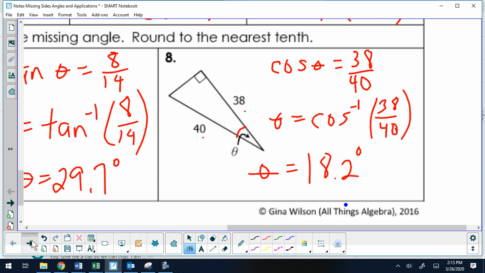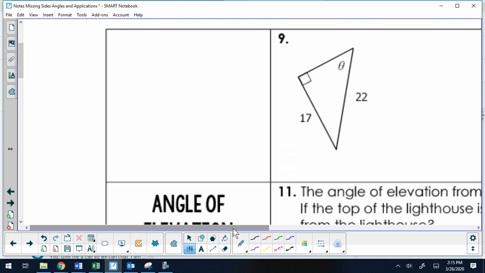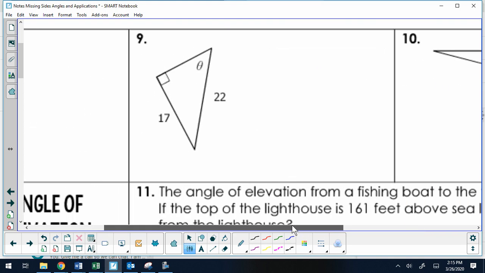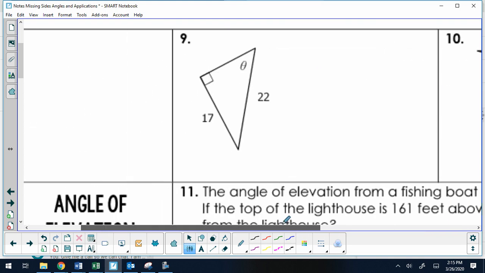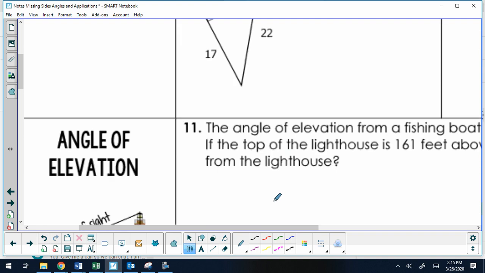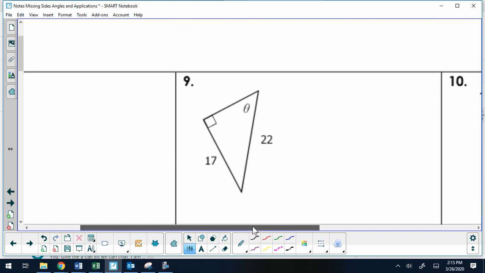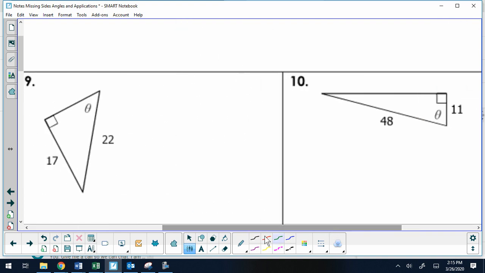Now you're going to do 9 and 10 as part of the quiz assignment. And then in the next assignment, we're going to do the rest of this worksheet, the elevation and depression, angles of elevation and angles of depression.